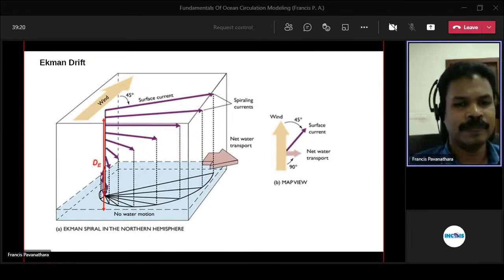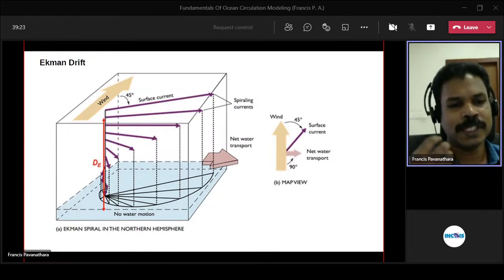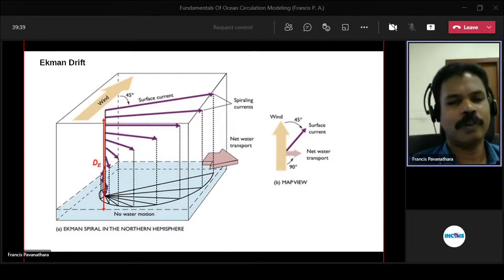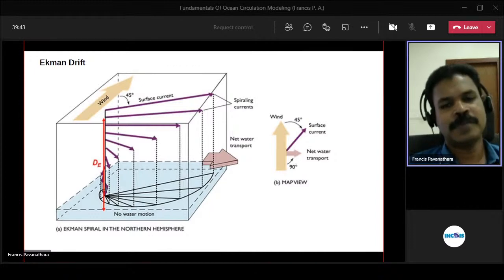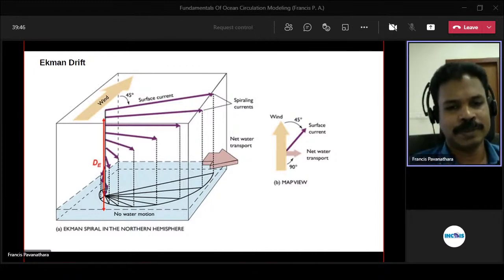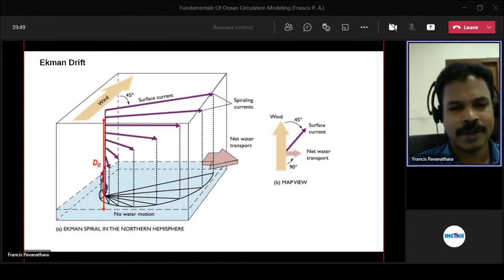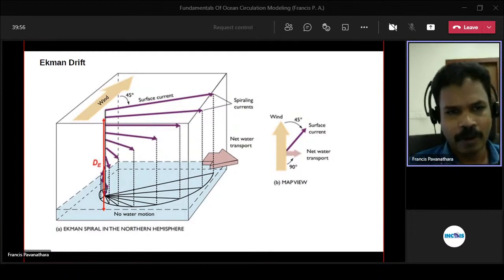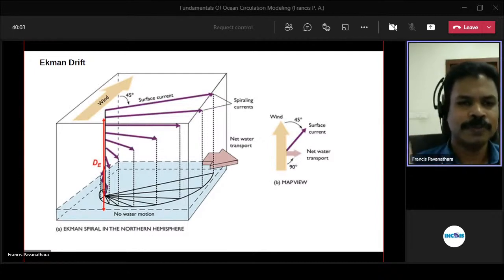So when the surface layer starts moving, it also takes the subsurface layers along with it. But due to the friction, there will be a dissipation of energy. So the same amount of energy will not be transferred to the subsurface layer. It will be dissipated to some extent by the viscosity. Nevertheless, it will again impart some momentum to the subsurface layer. So it will start to move in the direction of the surface, but again it will get deflected by the Coriolis force. So this makes a spiral kind of movement with the velocity decreasing with depth. We are very familiar with the Ekman spiral, Ekman drift. So I just wanted to remind all of you about the effect of wind.